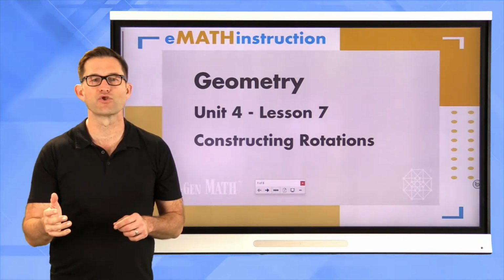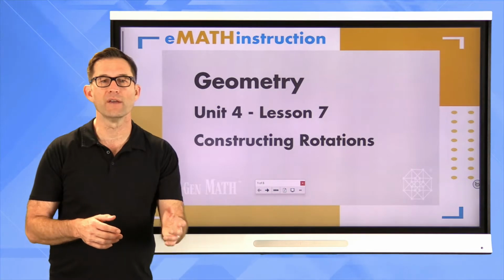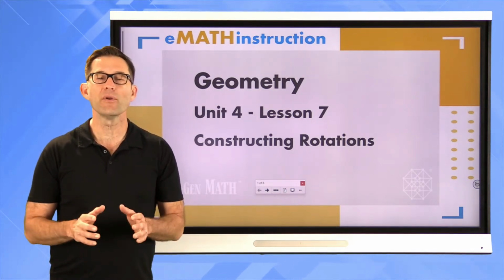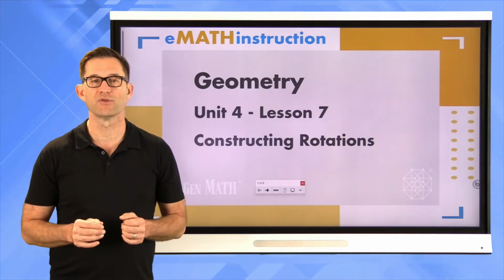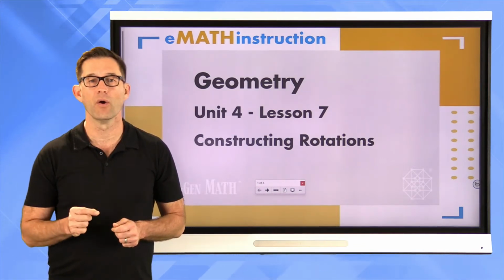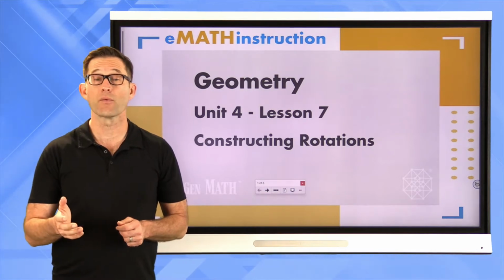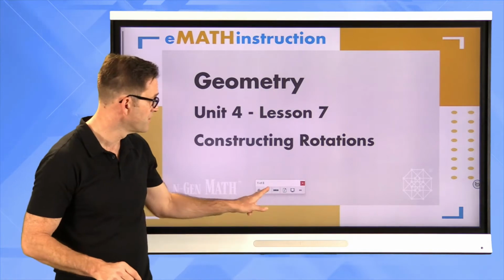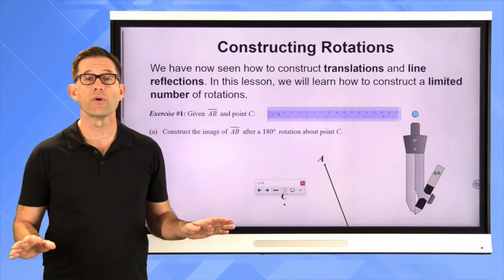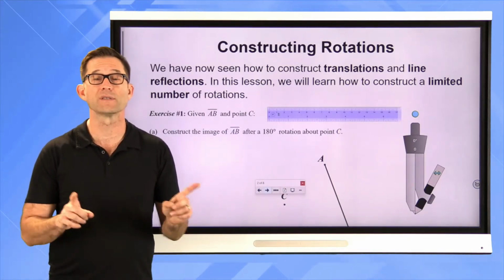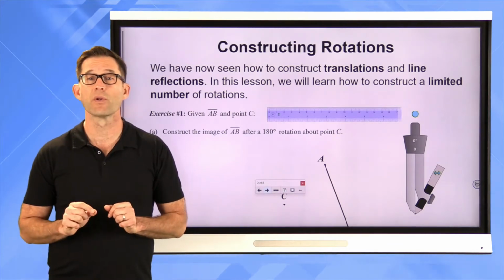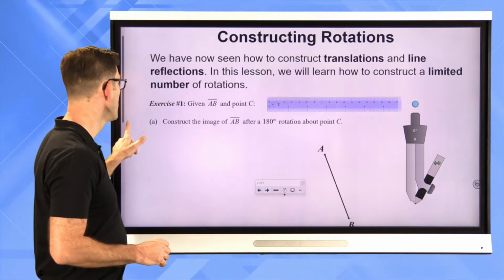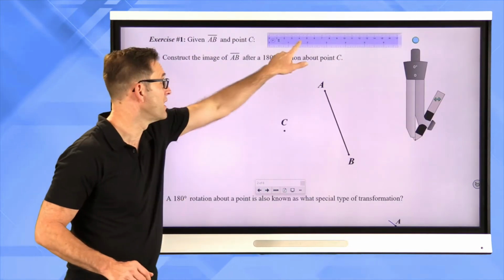Now we're not going to be able to construct a 32-degree rotation or a 71-degree rotation, all right? But we will be able to do some types of rotations using the tools that we already know with constructions. So let's get right into probably the easiest of all rotational constructions. Constructing rotations. We've now seen how to construct translations and line reflections. In this lesson, we will learn how to construct a limited number of rotations. Limited number. Let's take a look at exercise number 1.